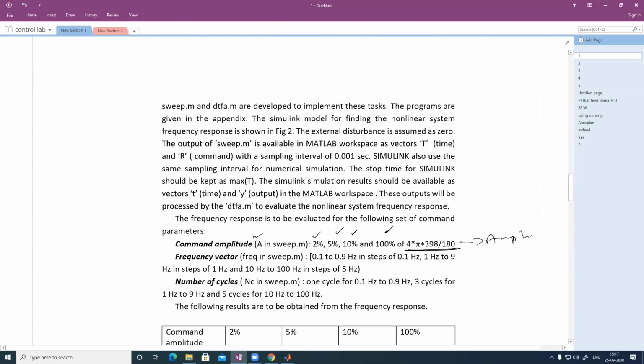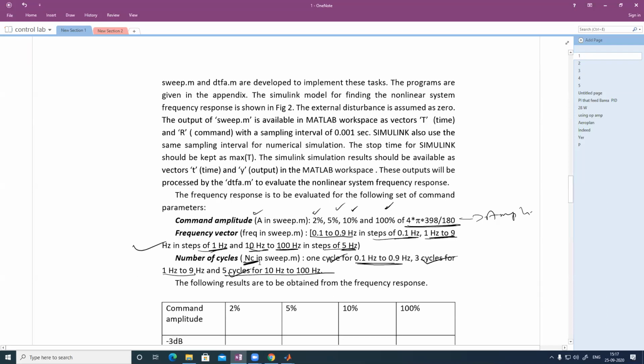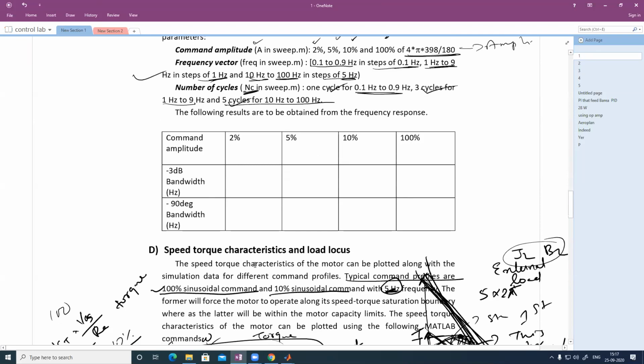The frequency vector is 0.1 to 0.9 with a step of 0.1, 1 Hz to 9 with a step of 1, and 10 to 100 with a step of 5. This is the frequency vector. NC is the number of cycles. For 0.1 to 0.9 you choose 1 cycle, for 1 to 9 you choose 3 cycles, else you choose 5 cycles. This is what you have to give for SEEP.m.